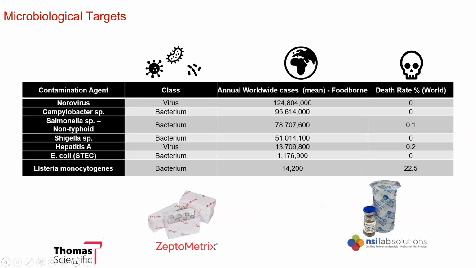For microbiological targets, we're mostly looking at things like norovirus, and that's of course a virus, and it has about 125,000 cases worldwide a year. But if you're talking about a really deadly foodborne illness, look at Listeria monocytogenes. It's a bacteria, and it has about 14,000 cases a year, but it's got a death rate of about 22.5%. So even though there might not be a very high number of infections or worldwide cases, it doesn't mean that it isn't a serious threat to human health.